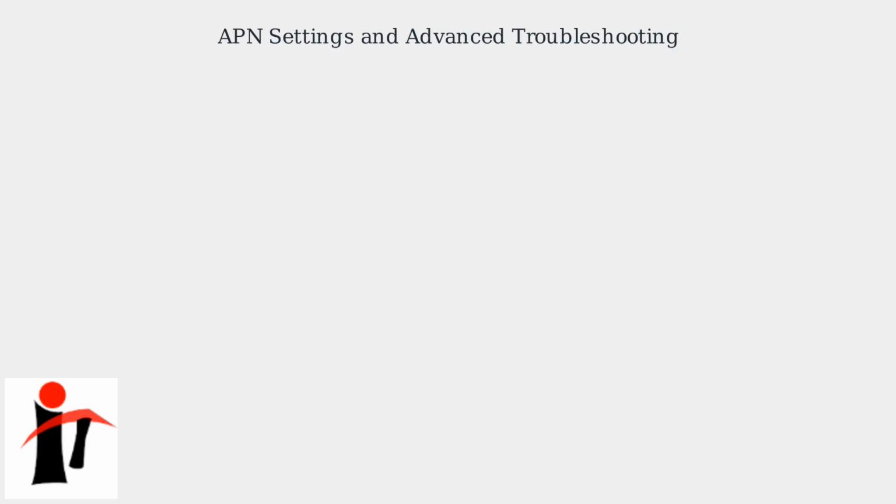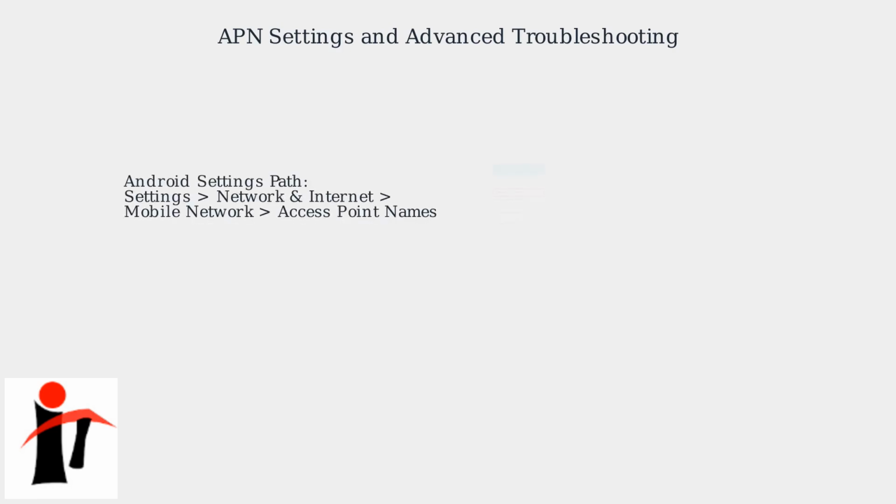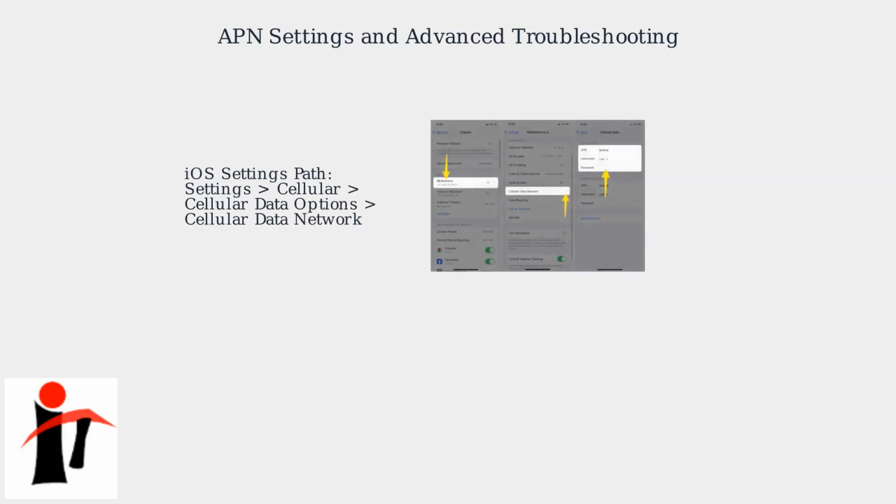If basic troubleshooting doesn't resolve the no service issue, an incorrect access point name configuration might be the culprit, especially affecting mobile data. The APN acts as a gateway connecting your device to the mobile data network. To check and correct your APN settings, go to your phone's settings. On Android, navigate to Settings, Network and Internet, Mobile Network, then Access Point Names. On iOS, go to Settings, Cellular, Cellular Data Options, then Cellular Data Network.